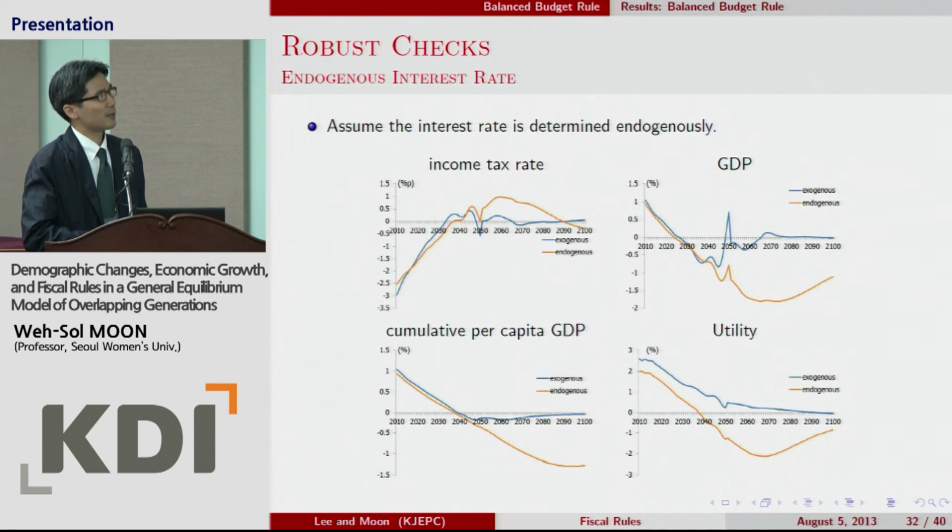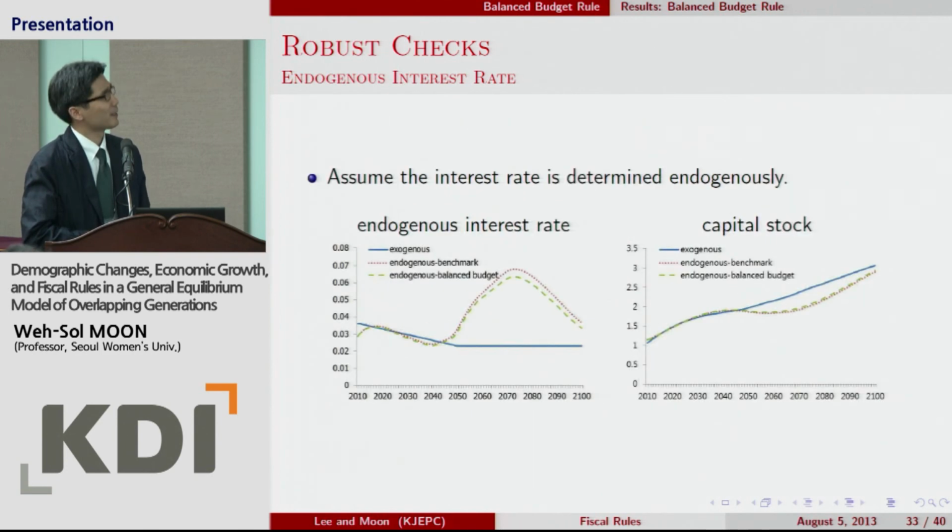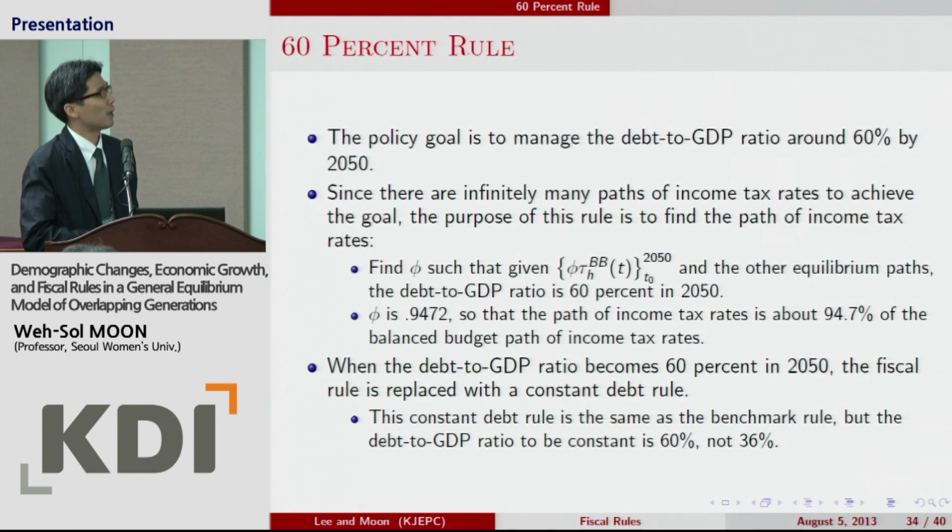The result is striking. This is the interest rate. If you look at the exogenous interest rate case, but then at the red line or green line, the interest rate goes up to 7%. Capital stock decreases rapidly around this period.